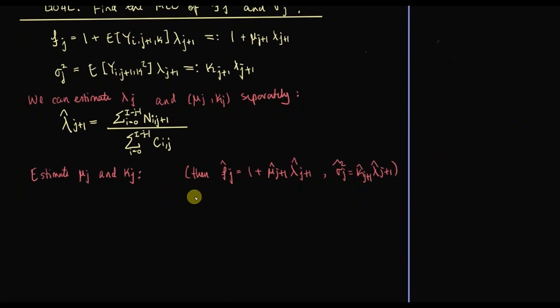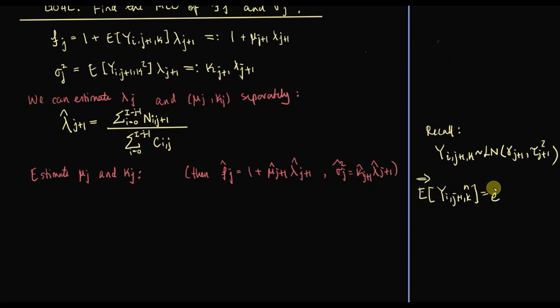Okay, so let us just recall that since Y_{i,j+1,k} is assumed to be log normally distributed with parameters gamma j plus 1 and tau squared j plus 1, then the nth moment is given as e to the n multiplied by the gamma parameter plus n squared multiplied by the second parameter divided by 2.